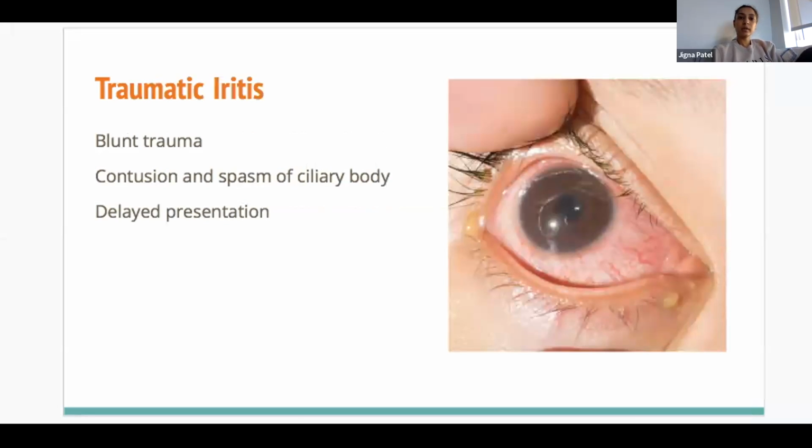So this one is traumatic iritis. It's usually caused by blunt trauma, which results in contusion and spasm of the ciliary body and the iris. It can occur in any sort of traumatic injury to the eye. The presentation is usually delayed after the traumatic event, and can occur even up to 3 days after the trauma. So they can complain of an eye injury 2, 3 days prior, and now they're having this eye redness, some photophobia, and they're presenting. So it can be a delayed presentation. Keep that in mind.